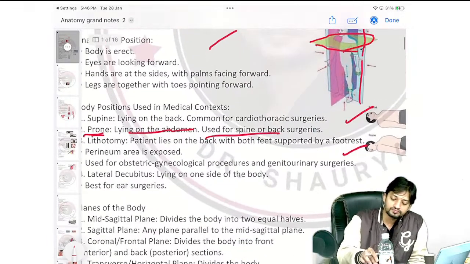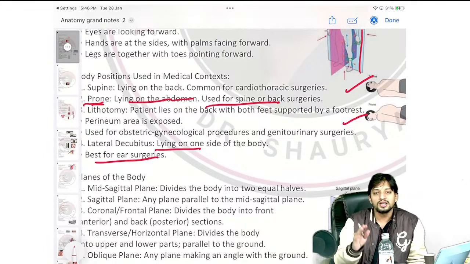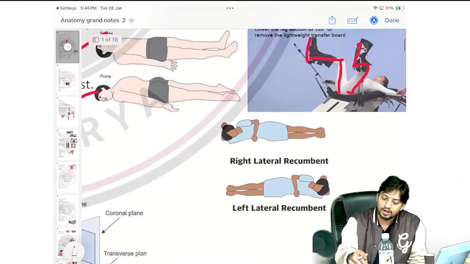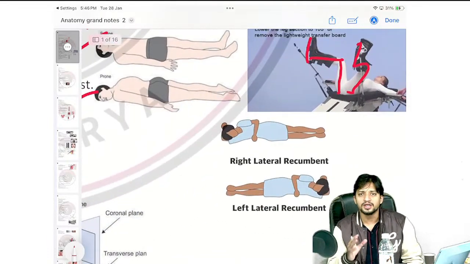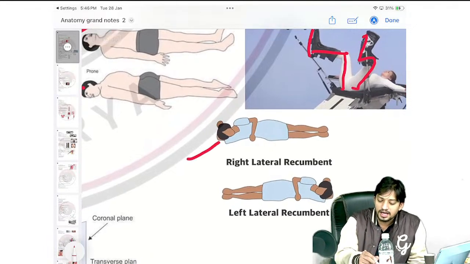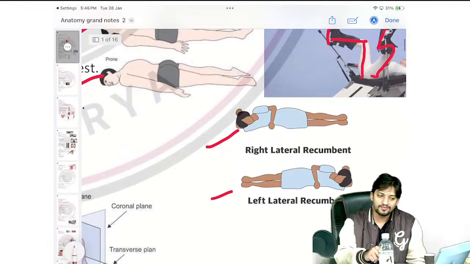Now, lateral decubitus position. This is nothing but the body lying on its side. This is generally used for ear surgeries and other examinations as well. Just have a look. Right lateral decubitus and left lateral recumbent or decubitus position. Fine, guys. Just have a look.